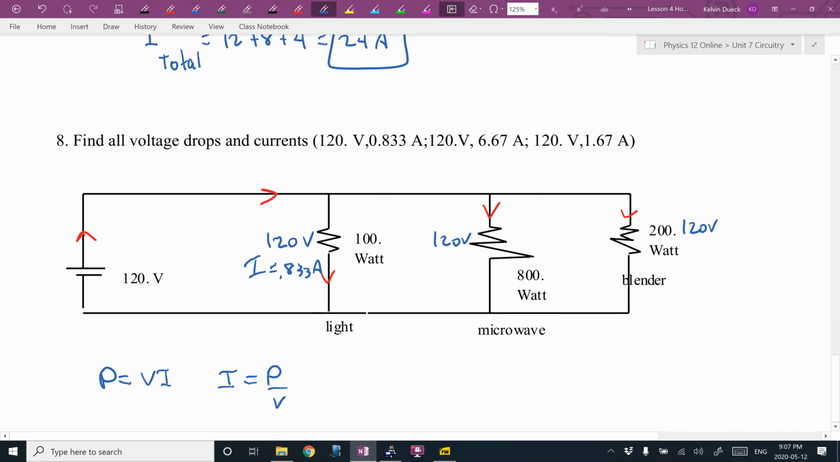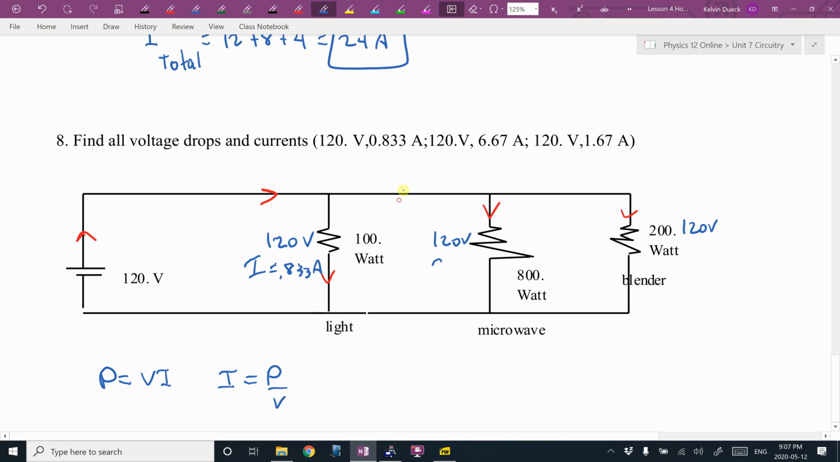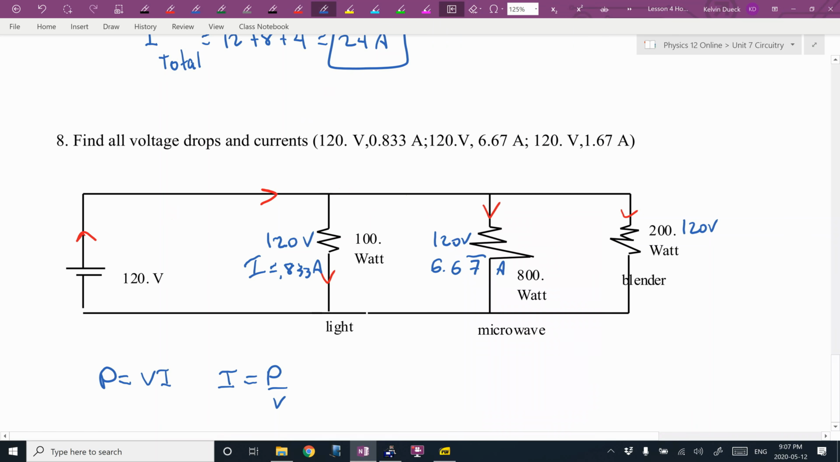I could also find the resistance if I wanted to. Here it's going to be P over V. It's going to be 800 divided by 120, 6.6 repeating. And here it's going to be 200 divided by 120, 1.6 repeating.